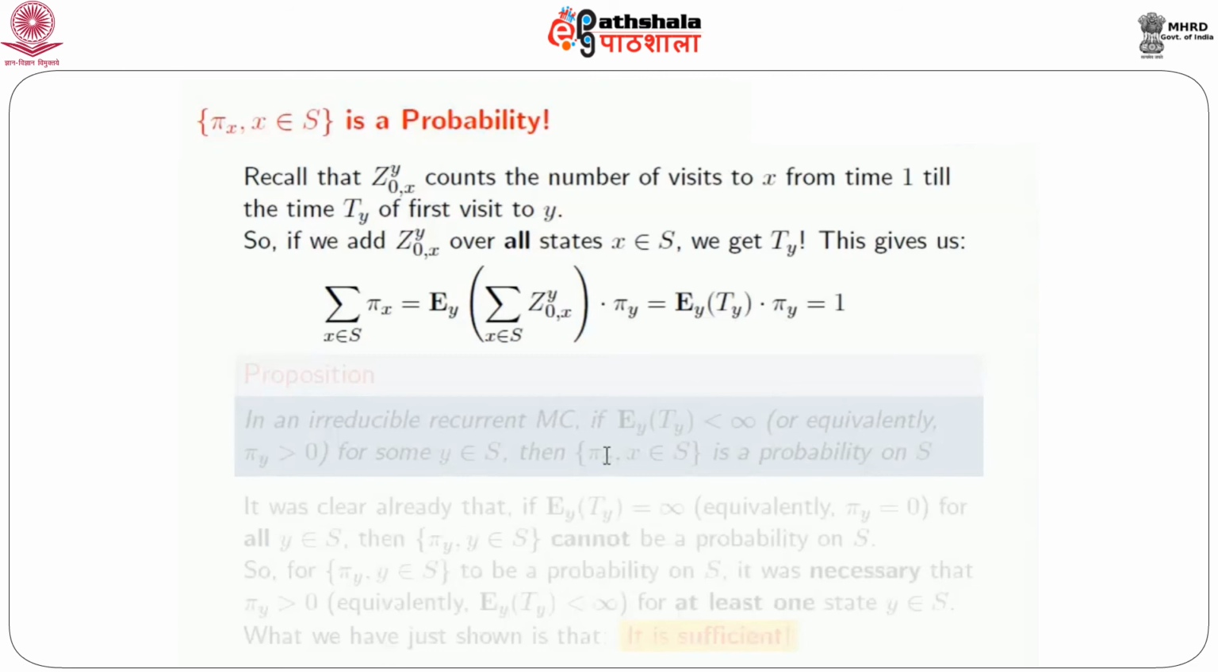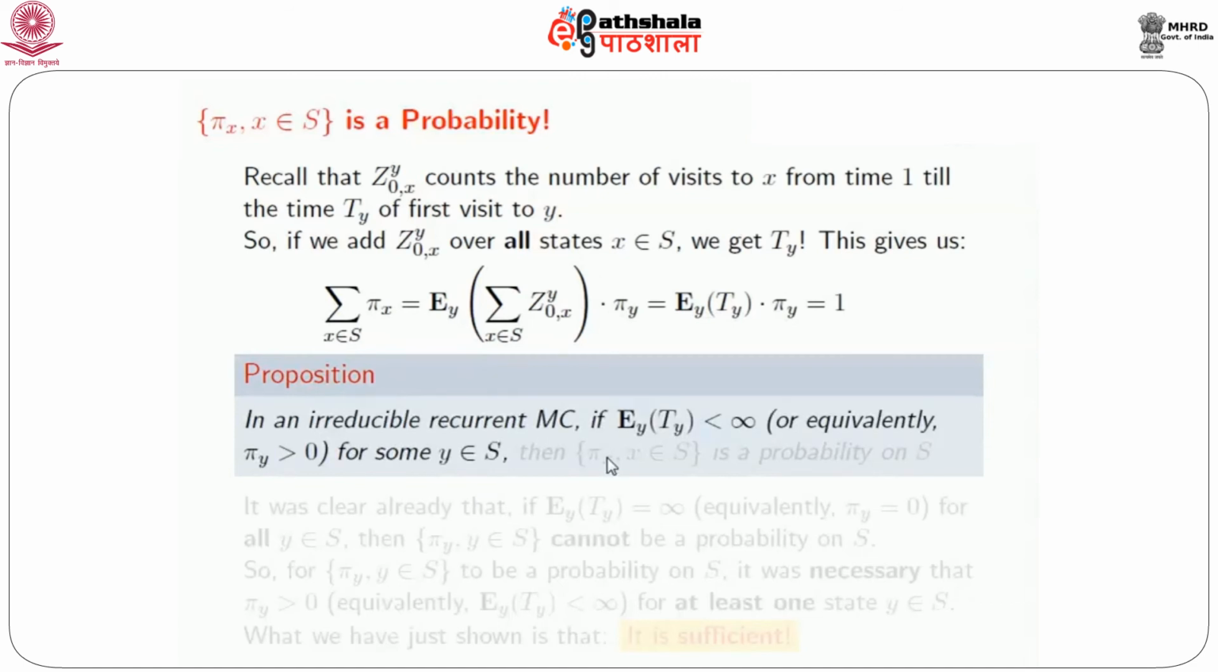So what have we proved? We have proved that the summation of pi X over X in S is 1. So that gives us this proposition immediately, which we have just proved. In an irreducible recurrent Markov chain, if EY TY is finite, equivalently, pi Y is positive for some Y in S, even one Y in S, then the numbers pi X, X in S, form a probability.